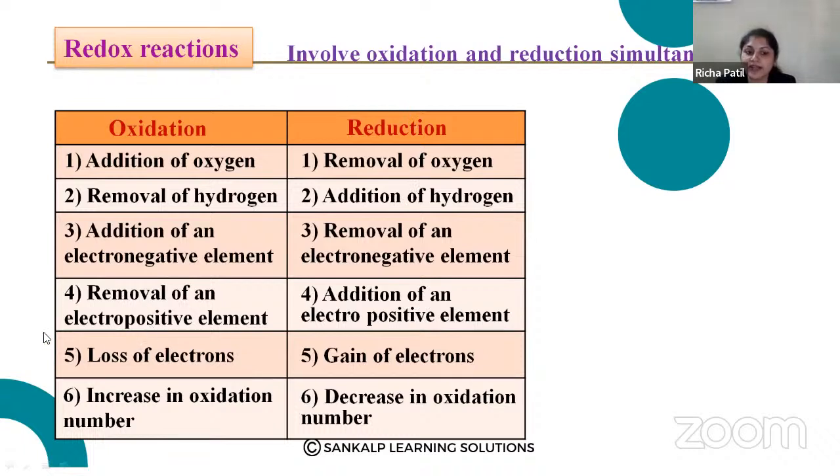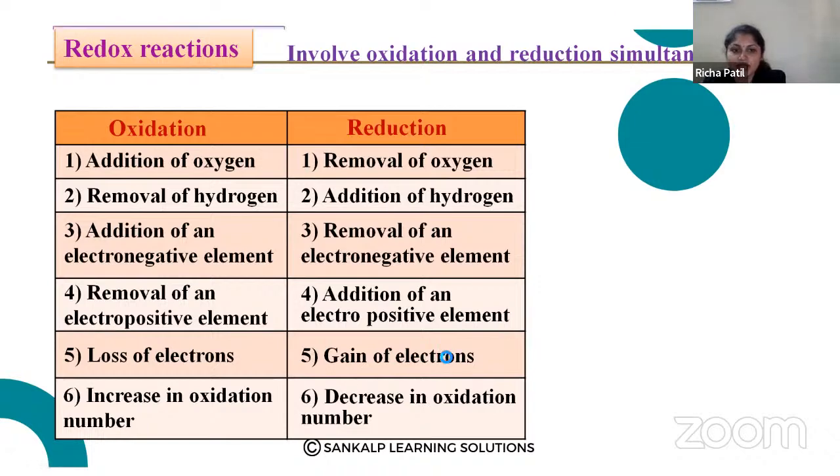Then in terms of electrons, which is very important, loss of electrons is said to be oxidation. So a reaction in which there is a loss of electrons is oxidation, and whenever there is gain of electrons in the reaction, it is reduction. Then in terms of oxidation number, increase in oxidation number is oxidation and decrease in oxidation number is reduction. So now what is this oxidation number? You need to remember all these definitions.